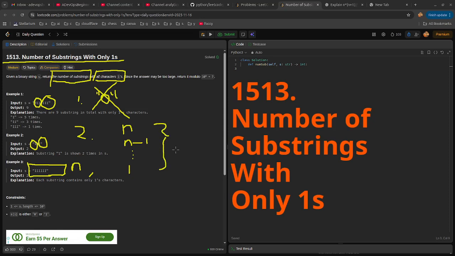This is actually a calculation of the sum of the first n natural integers. And the formula for this is n multiplied by n plus 1, divided by 2. And if we sum up all the substrings, that will be the result for this question.